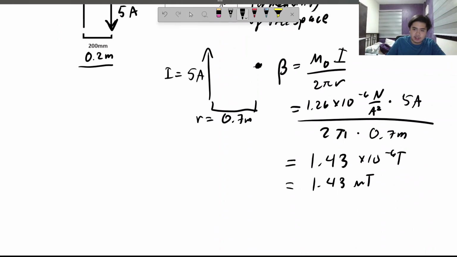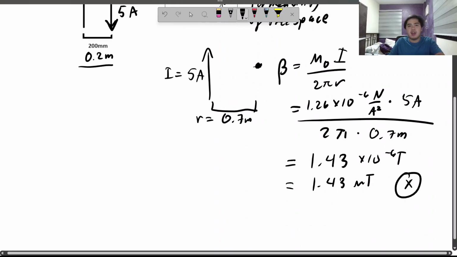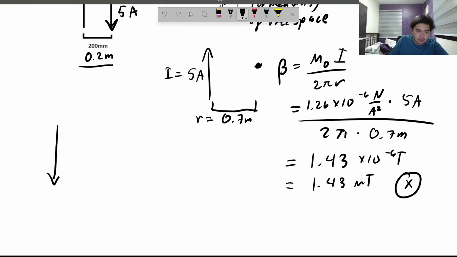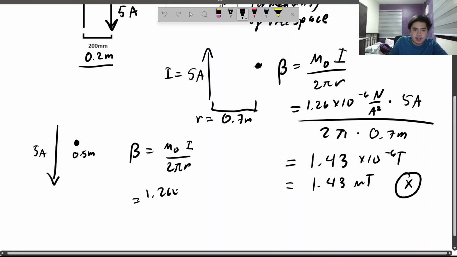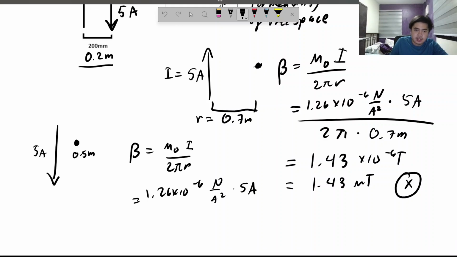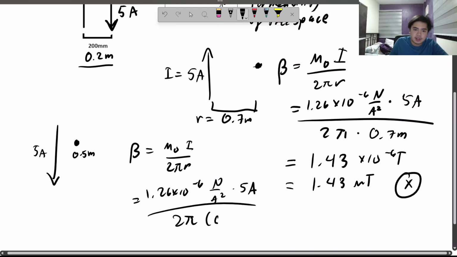Alright, that's the first one. And the direction, of course, don't forget, is X, or into the page. As for the down, current of 5 amperes, and the distance from here to here is 0.5 meters. Let's apply the formula again. This is 1.26 times 10 to the negative 6 newton per ampere squared times 5 amperes, which is the current, over 2 pi times 0.5.